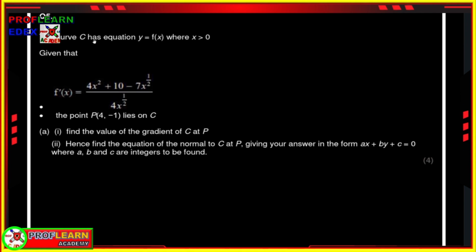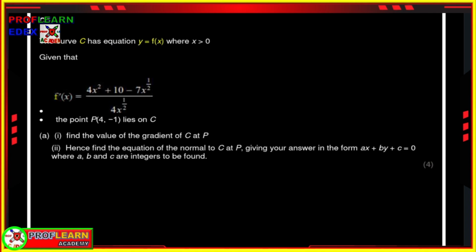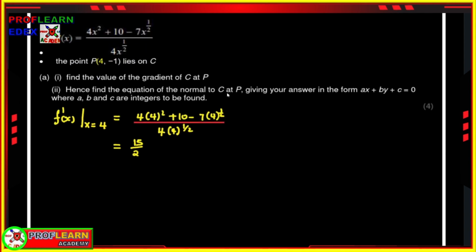And remember, to do this, we only need to substitute the value of x, which is 4, into this gradient function. So we write the gradient function, and then anywhere we have x, we shall be substituting 4, and then we simplify that, which is going to reduce to 15 over 2 as the gradient of C at P. In Roman 2, hence find the equation of the normal. Remember, a normal forms a right angle with the tangent. So which means that we need to use m1 times m2 in order to get the gradient of the normal that we shall be using.